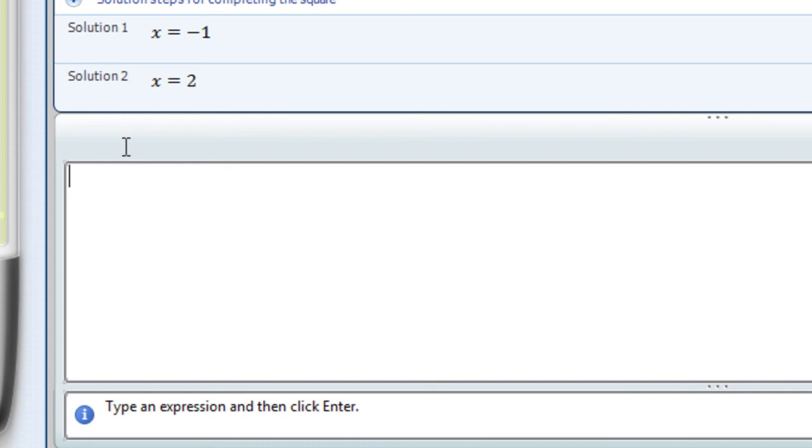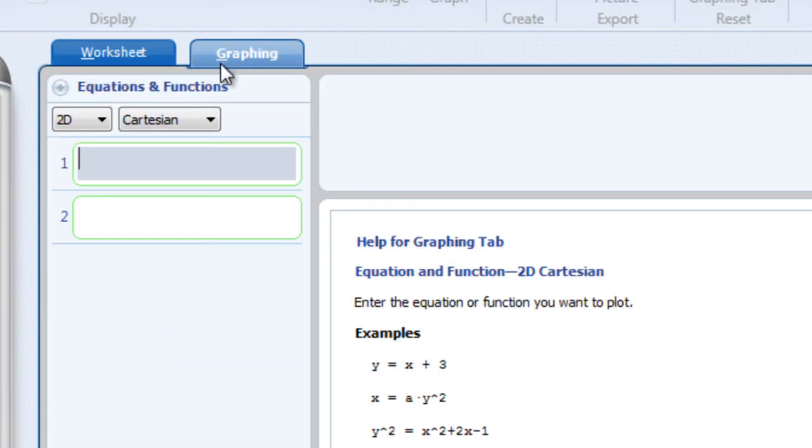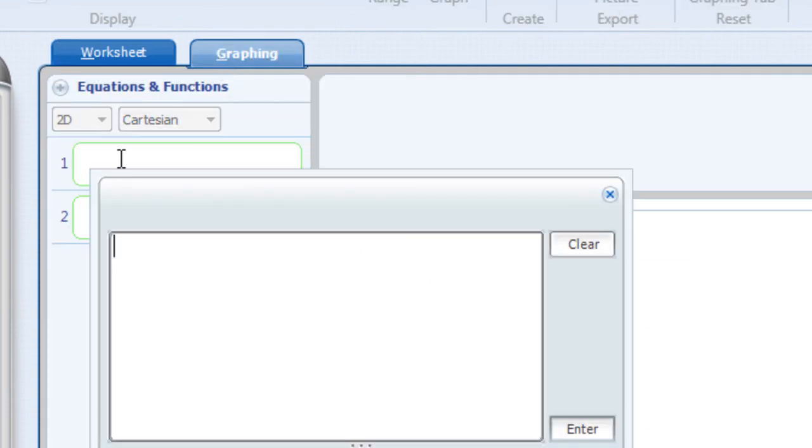Now this is great, but if you're not a written learner and you're more of a visual learner, we can actually do this in a graphing method. So let's plot the two graphs. So you can put x squared plus x. Or if you want equally, you can put y equals. It doesn't matter.